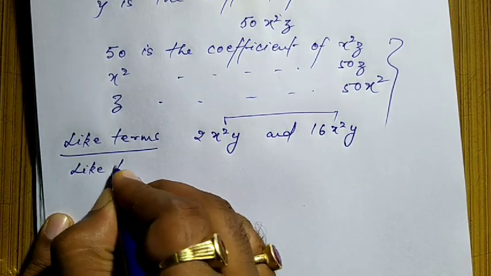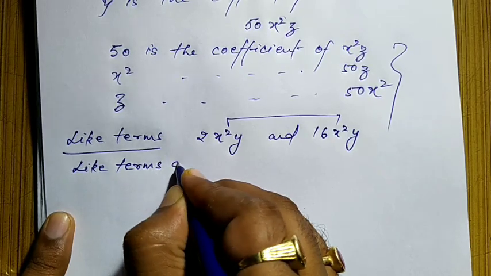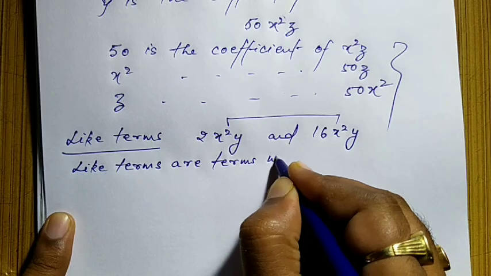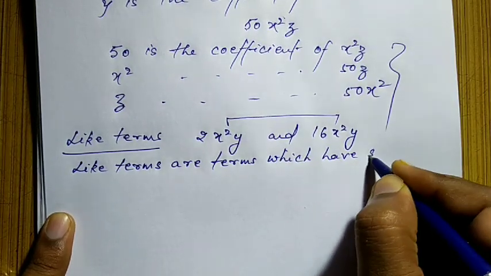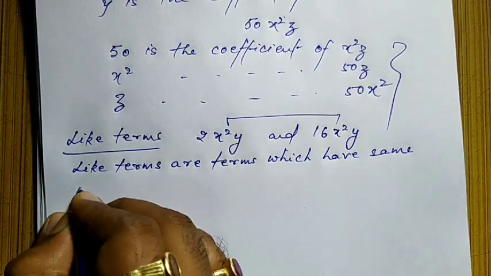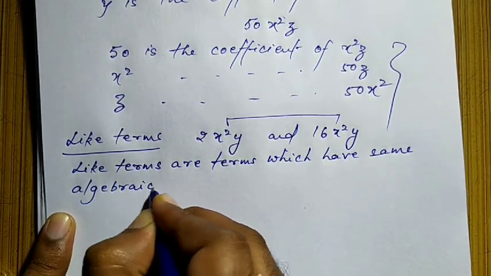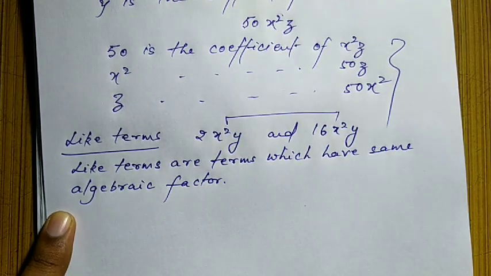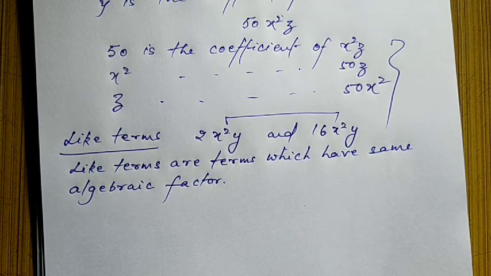So what is the definition of like terms? Like terms are terms which have the same algebraic factor. Okay, same algebraic factor, they must have the same variable with the same exponent.